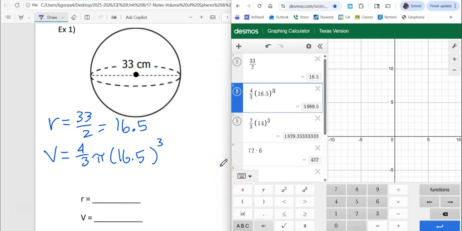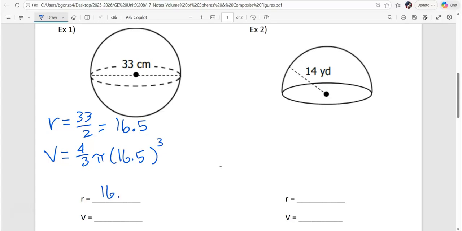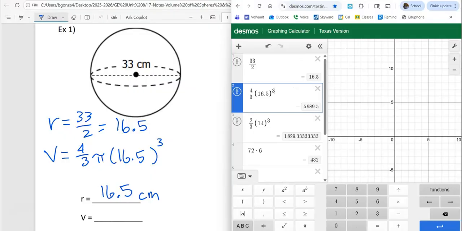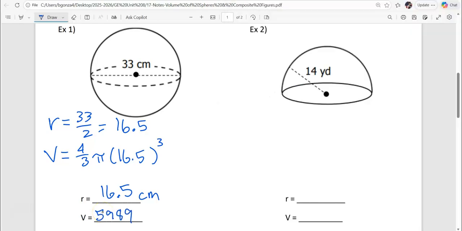16.5. And the units of measure are centimeters. Not squared, not cubed. It's just a regular old measurement. And then, when you multiply it without the pi, you get 5989.5. And since we did not type the pi, we write the pi symbol. And then how do I put the units of measure? Centimeters what? Volume, is it regular, squared, or cubed? Cubed, because volume is 3D.